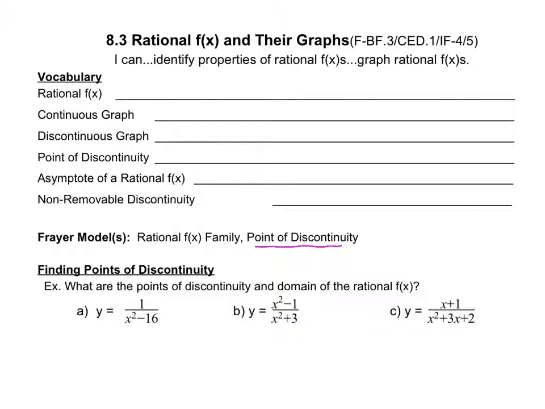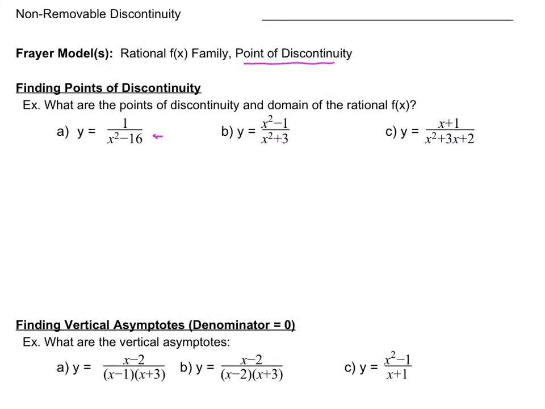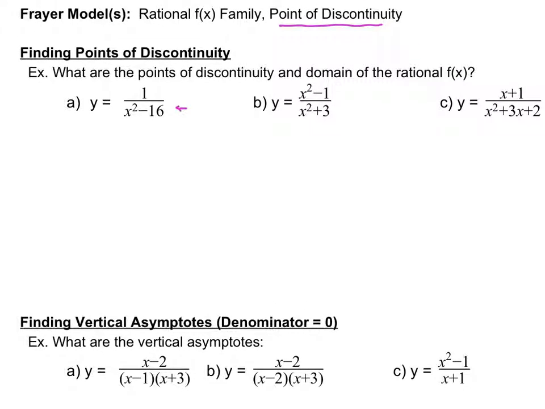And we're going to learn that our points of discontinuity are going to be values where our denominator is equal to 0. When our denominator is equal to 0, we are going to have undefined information, and that's why we are going to have points of discontinuity, because they cannot exist. So looking at this first example, what are the points of discontinuity in the domain of this rational function?